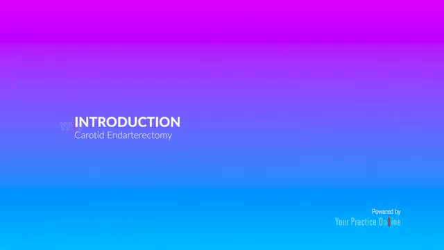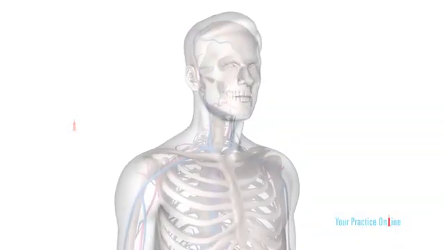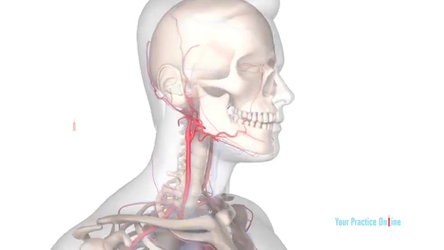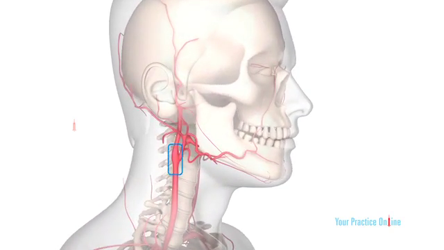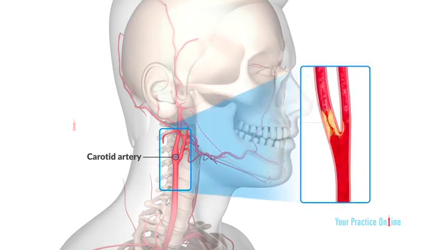Introduction. A carotid endarterectomy is a surgical procedure performed to treat carotid artery disease, or CAD. It involves removal of plaque or fat deposits that accumulate within the inner lining of the carotid artery, a major vessel that supplies oxygenated blood to the brain.